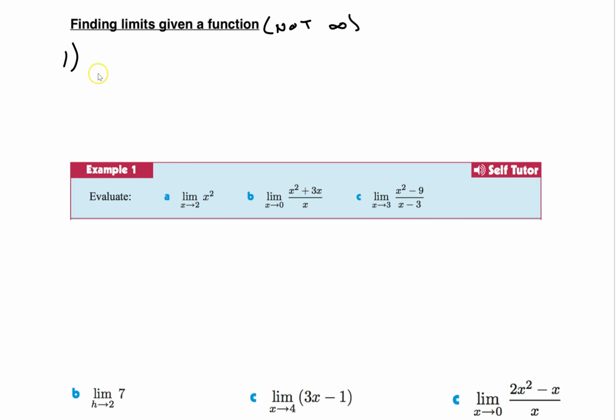The number one rule of finding limits for a given function is step 1: plug in the limit. Or sub in the limit, for people who want to be mathematically correct. Plug in the limit.